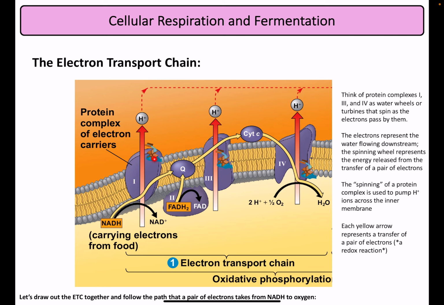Now remember, it's analogous to electrons falling down a staircase or jumping off a diving board. So electrons here at NADH, this is kind of uphill. Oxygen is downhill, more stable. Okay, so we kind of have a flow of electrons downhill. And it's really analogous to how a water wheel works or a hydroelectric dam works. And I have a picture for that if you're interested.